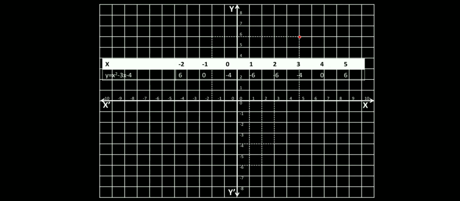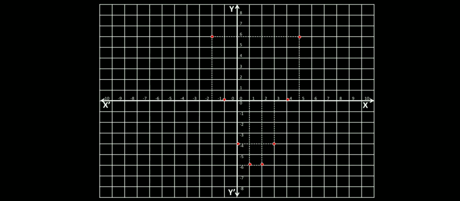You can see the red dot over there. 4 comma 0, you can see the red dot. 3 comma minus 4, then 2 comma minus 6, 1 comma minus 6, 0 comma minus 4, minus 1 comma 0, and minus 2 comma 6. I hope you know how to plot the points on the graph. Fine. Okay, now making the U.